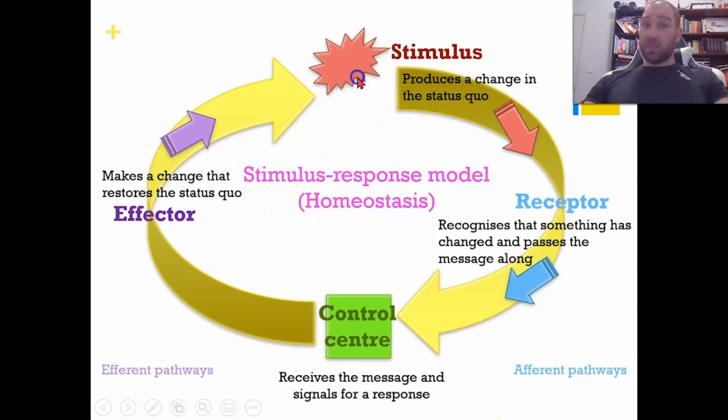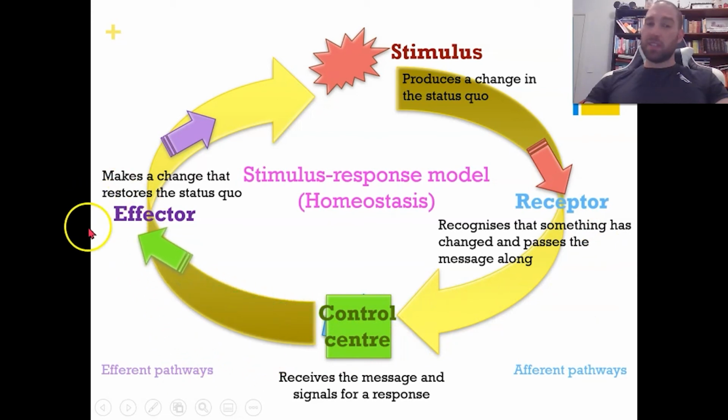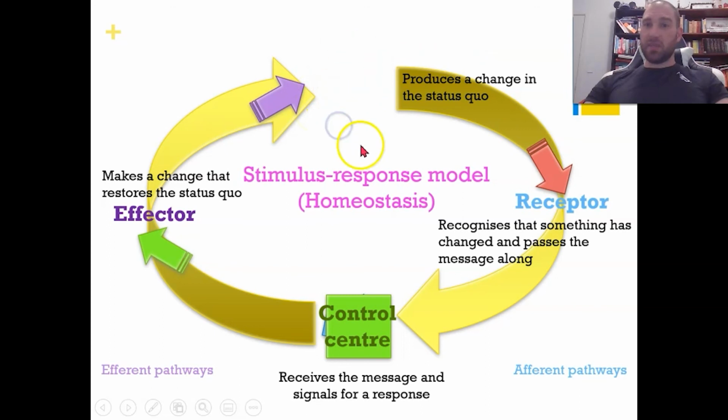So let's look at our model for this. The stimulus is an increase in blood sugar, for example. That's being detected by a receptor. It's the chemoreceptor that picks up the blood glucose level. That leads to information being passed on to the control center in the brain, which leads to information being sent to the pancreas to say release insulin, which leads to cells taking up glucose from the blood, which leads to a reduction in the amount of glucose in the blood, reducing our stimulus.